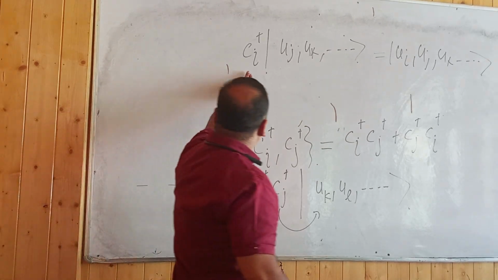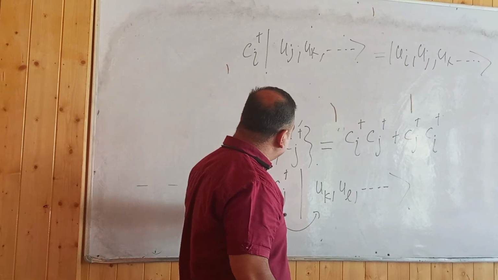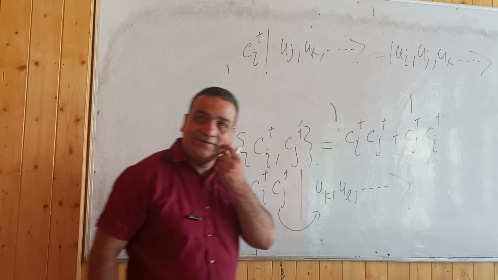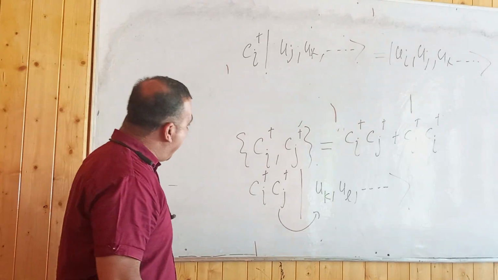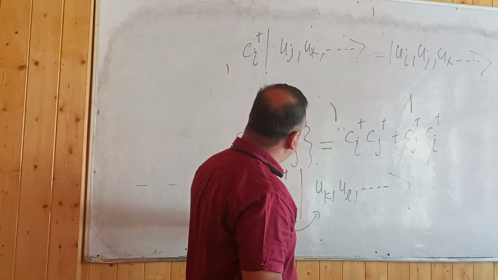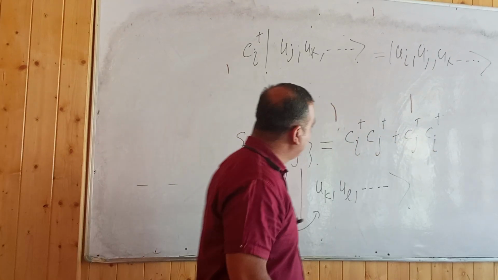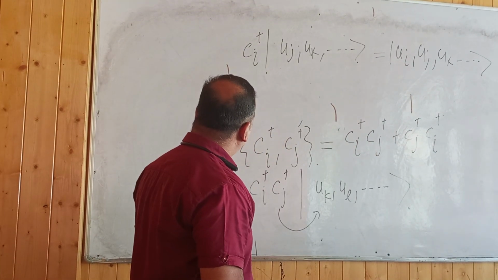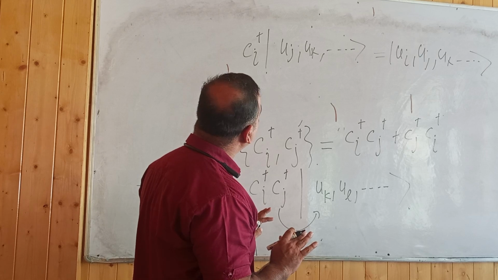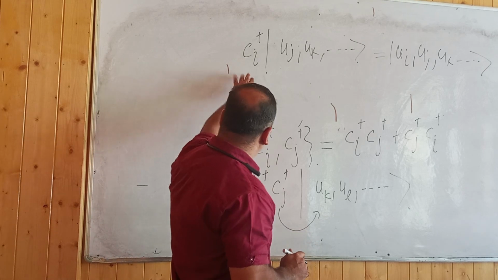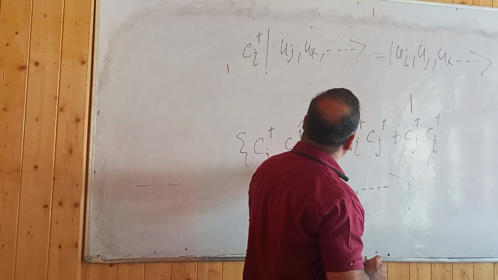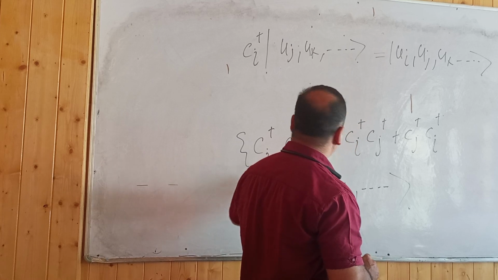This is Ci dagger, Cj dagger. Right? Now, what will I do? I will use Cj dagger and Ci dagger. Right? Am I doing it right? Here you have introduced J and you have introduced I.